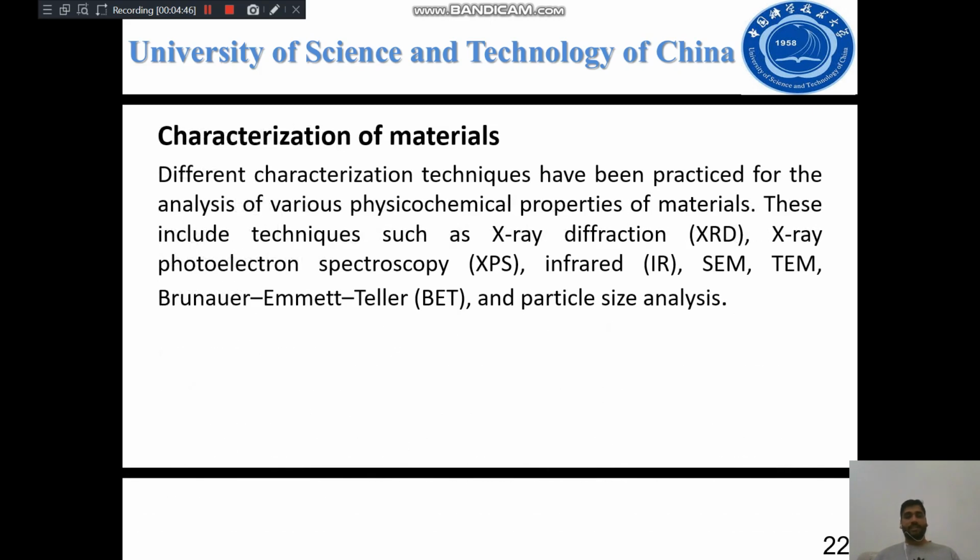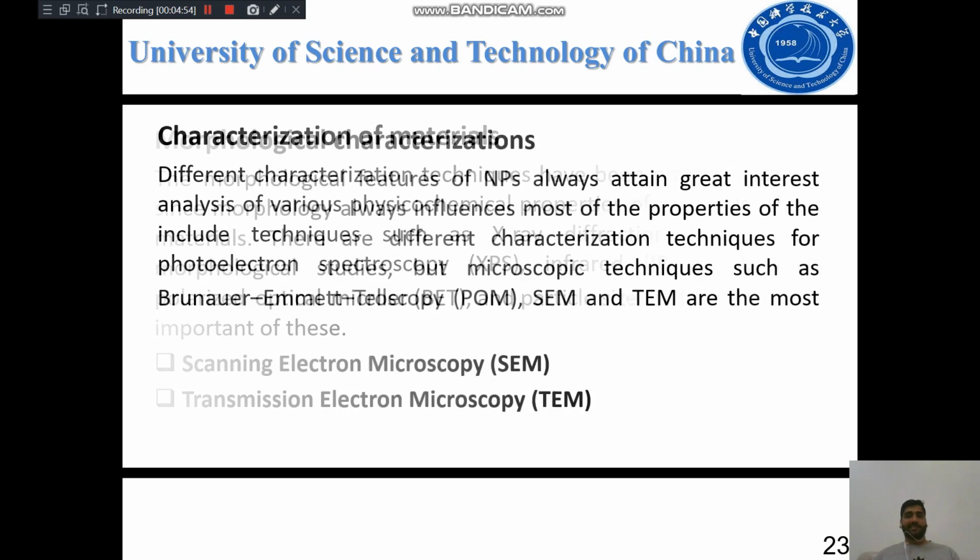Characterization of material. Various techniques have been used to characterize materials, such as XRD, XPS, SEM, TEM, BET, and particle analyzer.